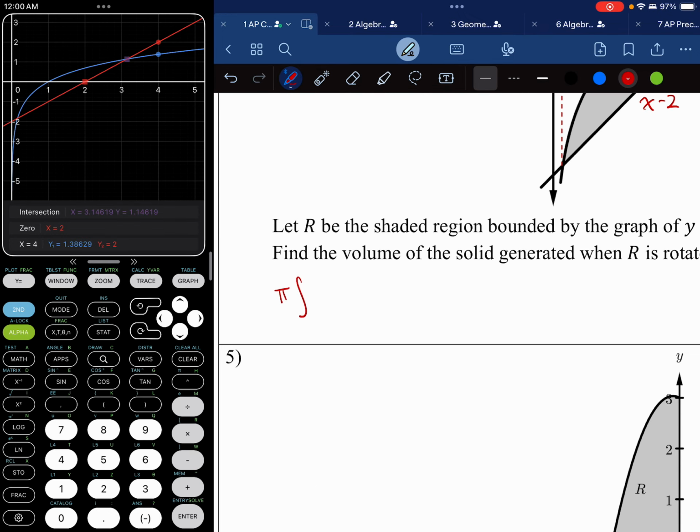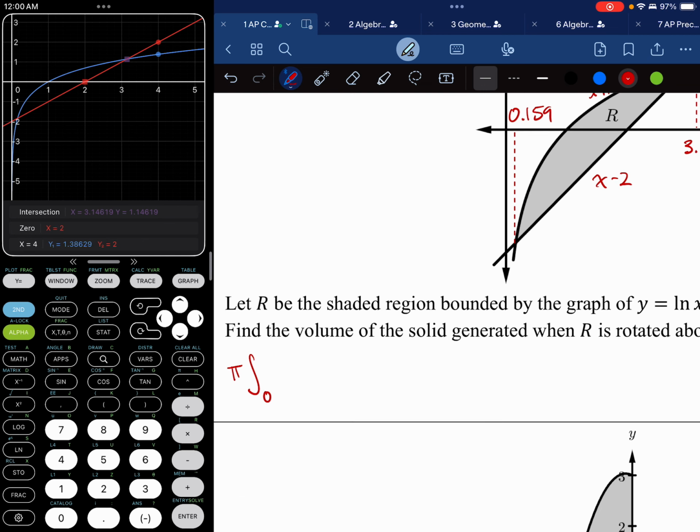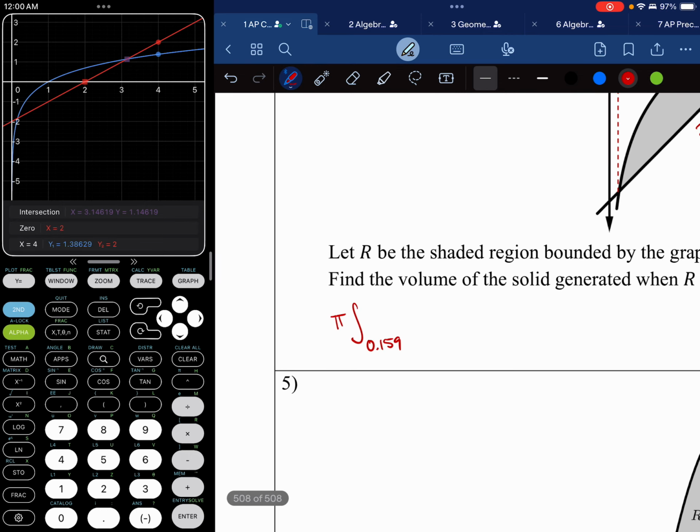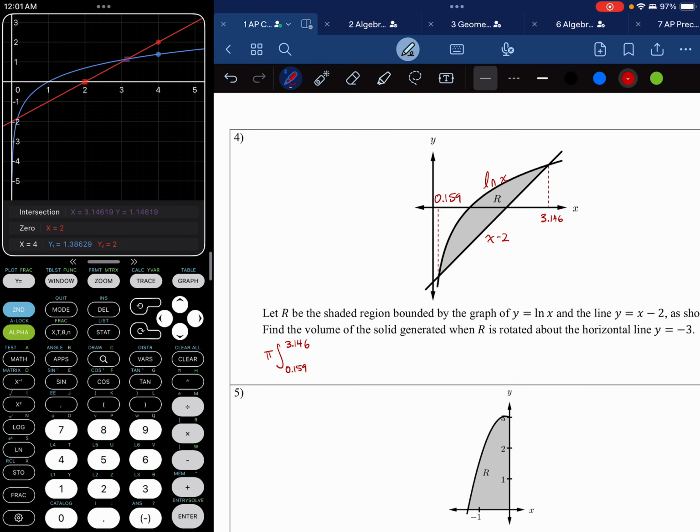Don't forget your pi. Pi times the integral, our starting coordinate we wrote up here is going to be 0.159. Our ending coordinate is 3.146, and then it's going to be the outer function. So, oh, where is our line? We don't even have our line. The line is going to be y is equal to -3. So -3, I can see by the graph, it's going to be somewhere like down here. I'm just going to be lazy and put it like right here, which is not perfectly accurate, but it's reminding me that I'm on the bottom.